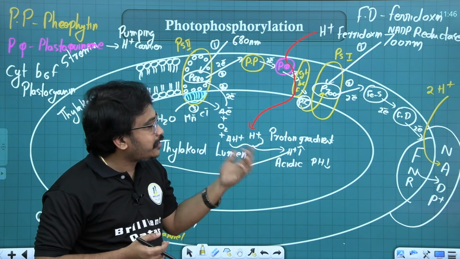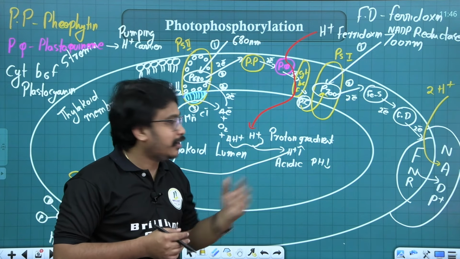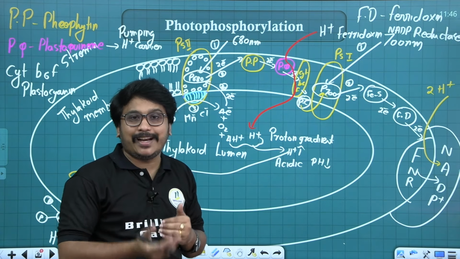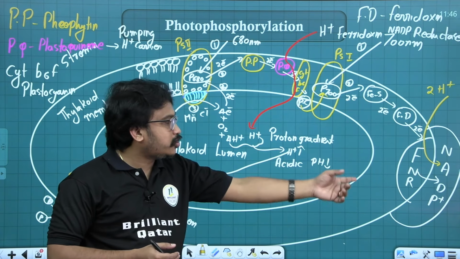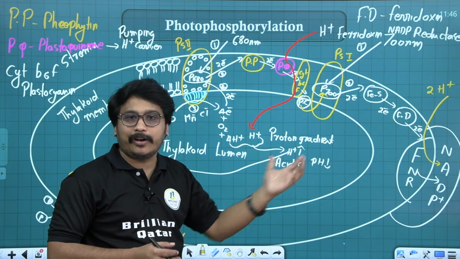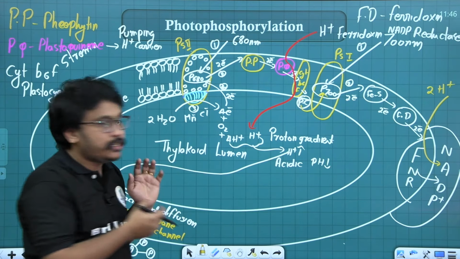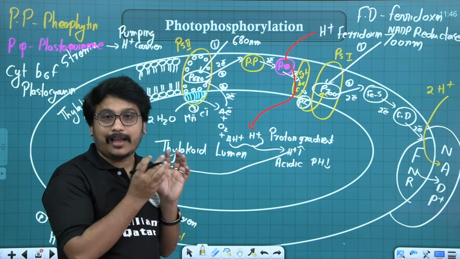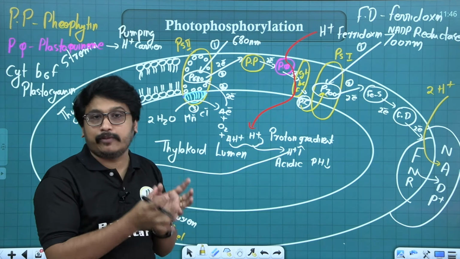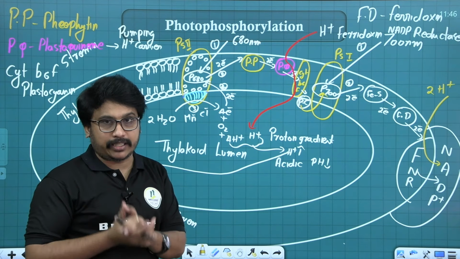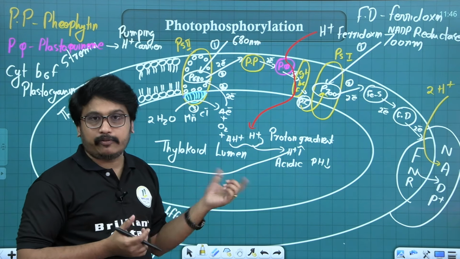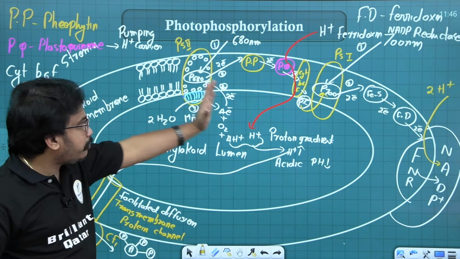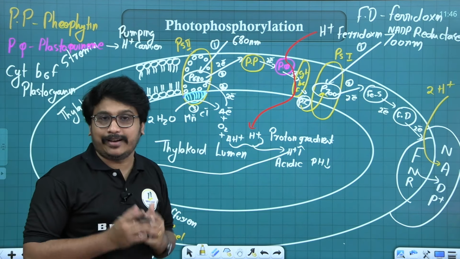Where is ferredoxin NADP reductase located? On the thylakoid membrane towards the stroma side. Where is the NADP plus located? It's on the stroma side attaching to the thylakoid membrane. Like that, plenty of questions you can solve from this single diagram. So making capsule notes like this diagram is very important in your NEET preparation, because from a single diagram you can do around 40-50 questions.